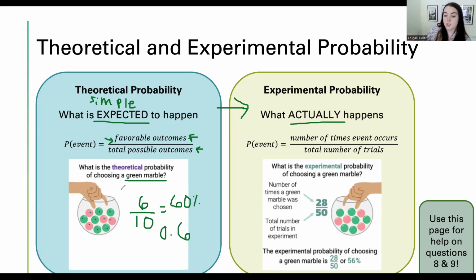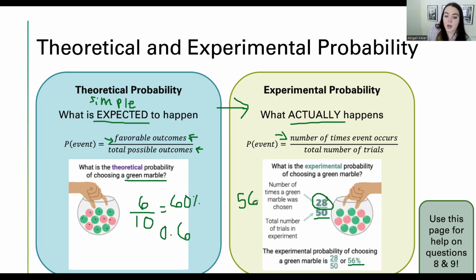Now we can compare that to an experiment that was run. So in this situation, there were 50 trials in the experiment that were run. So if someone was picking a marble 50 different times, they would replace it, they would pick another one. Every time that they ran that trial, out of those 50 times, 28 times in our numerator, so the number of times the event occurred, was 28 times out of 50. So 28 out of 50 does give us a percentage of 56%.